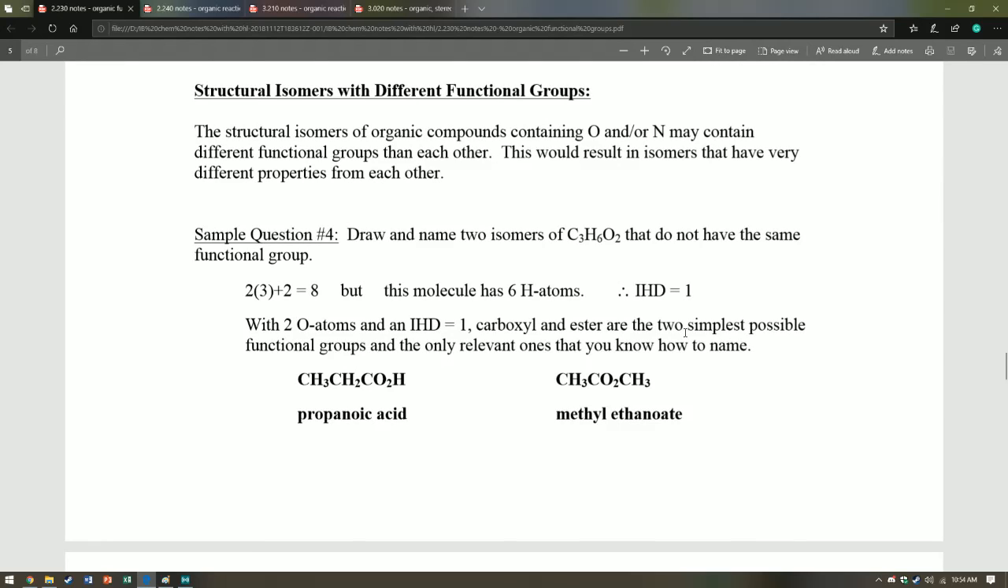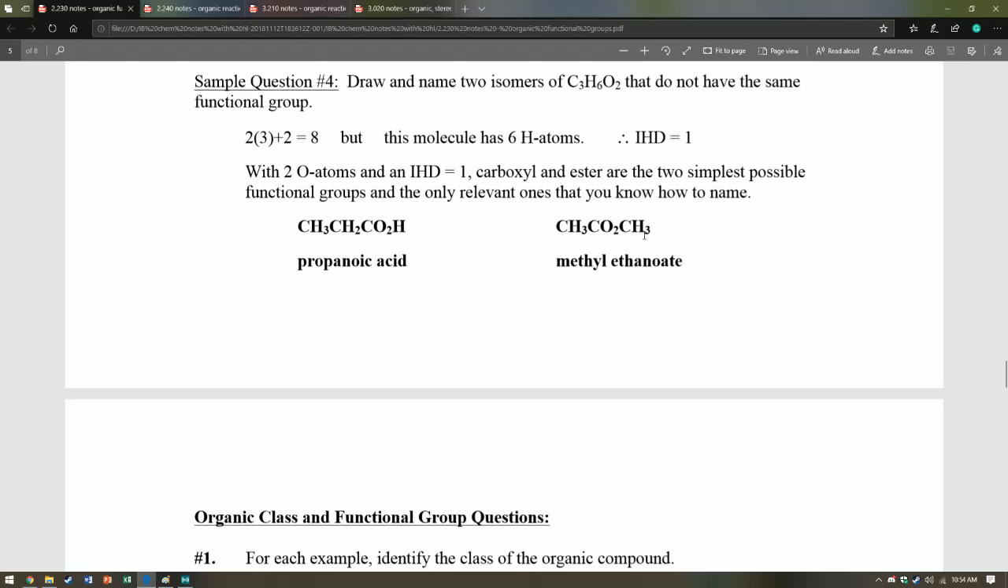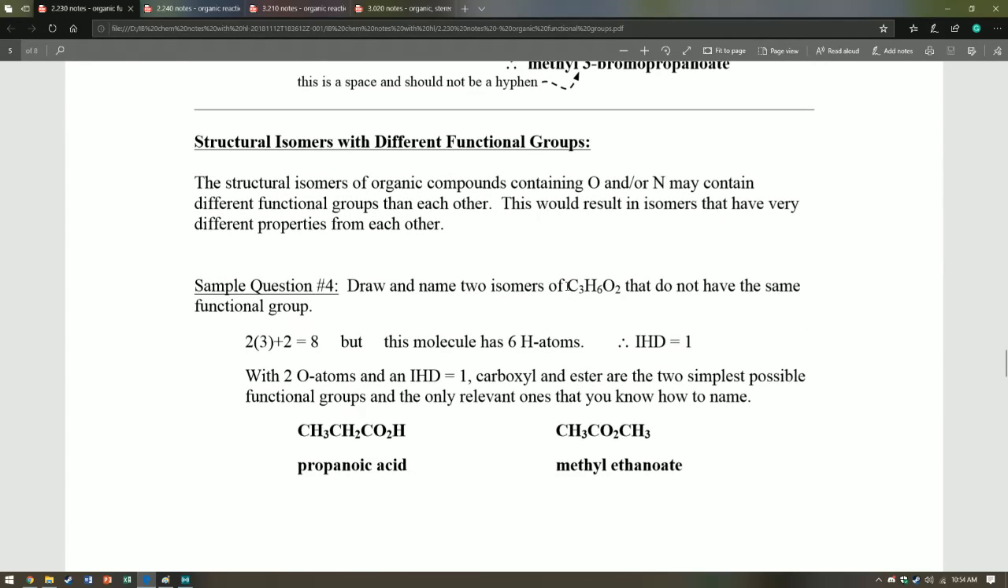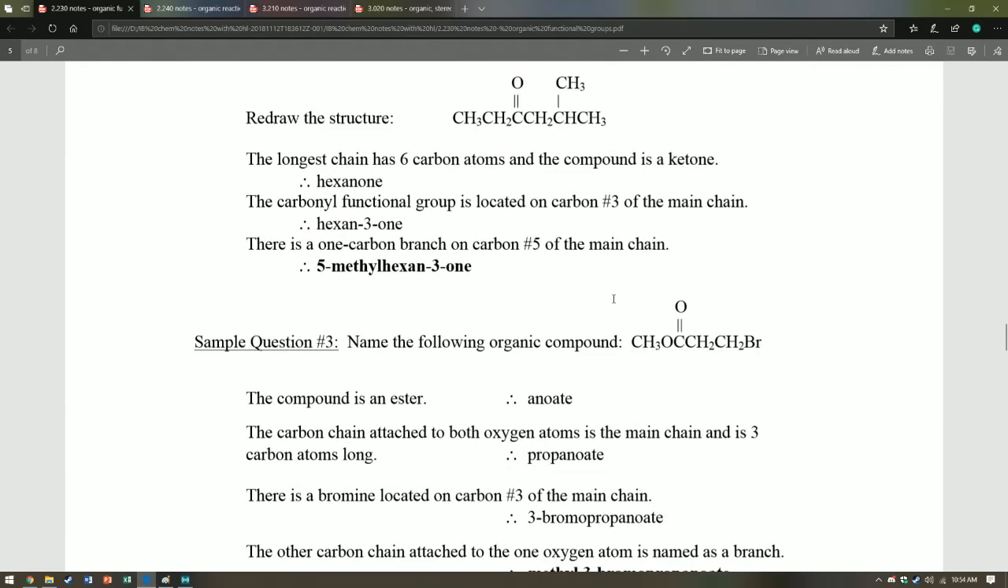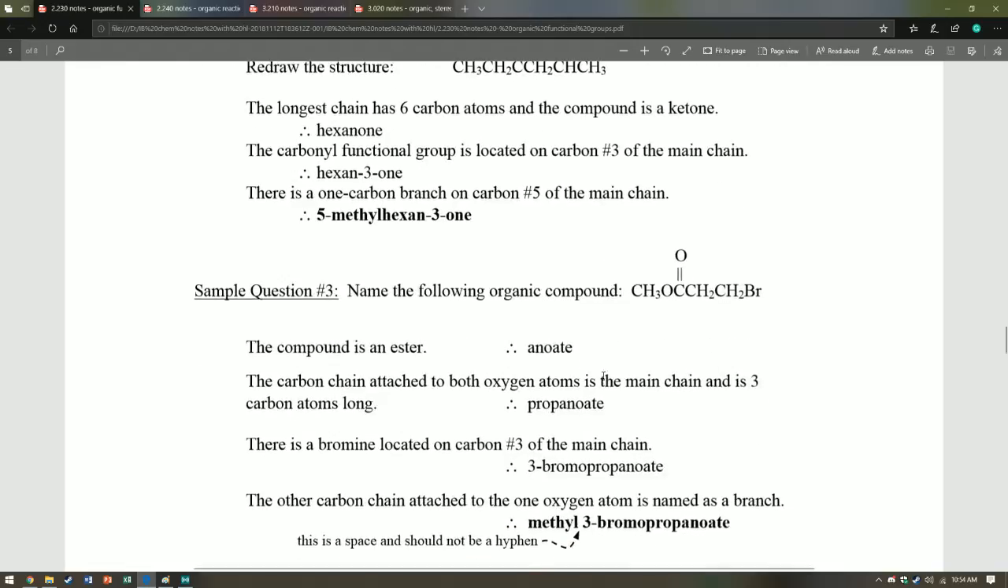Different structural isomers can have different functional groups, kind of a given. So here's an example of that: propanoic acid and then methyl ethanoate. That would be 2 suitable isomers for this molecular formula here. I think there are these sample questions here.